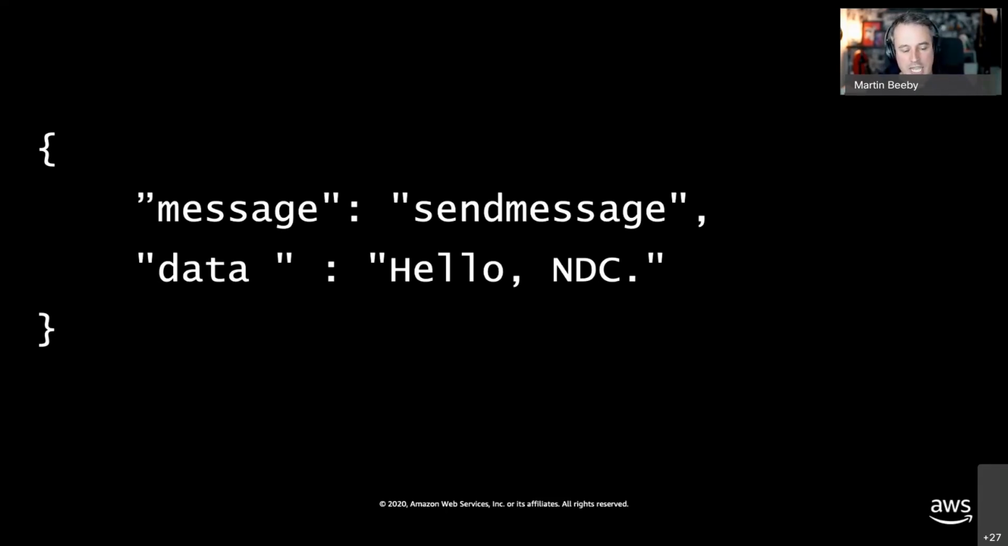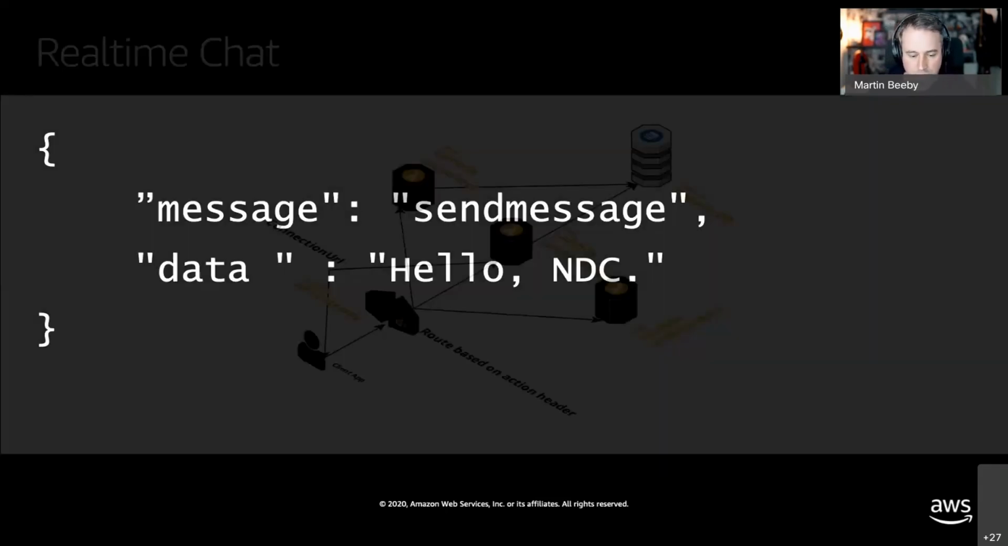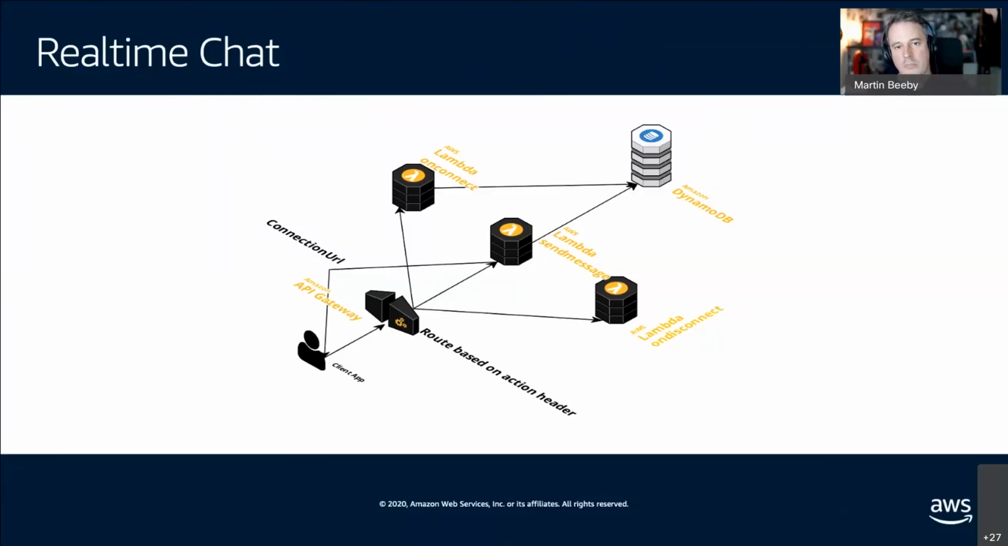So I'm going to just say I want a message with send message, and if I posted this to that particular WebSocket URL, then I would have posted a message and it would get routed to my Lambda function called send message. This is the way that my architecture looks in this scenario.